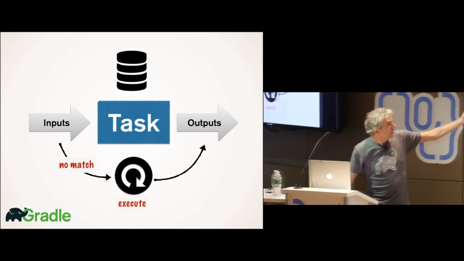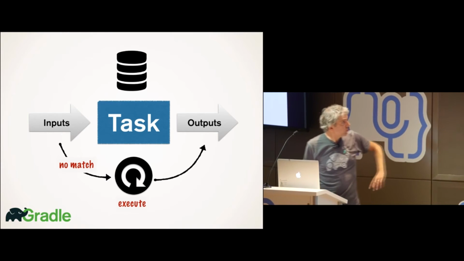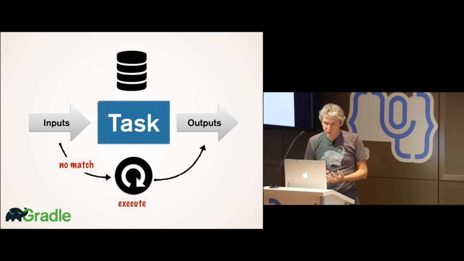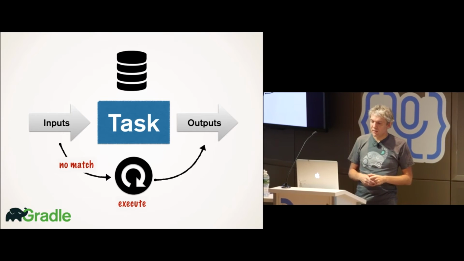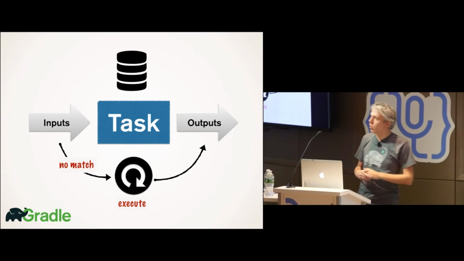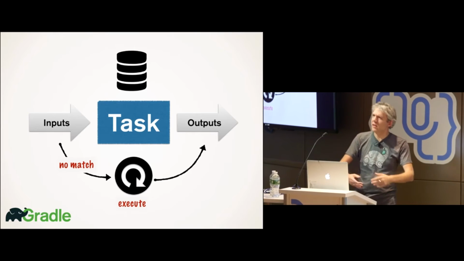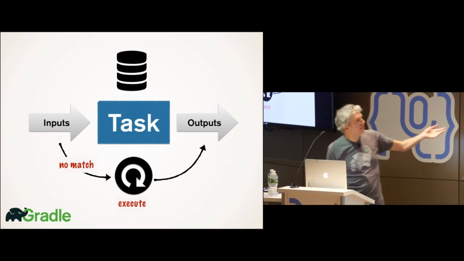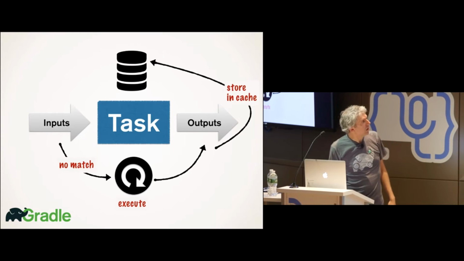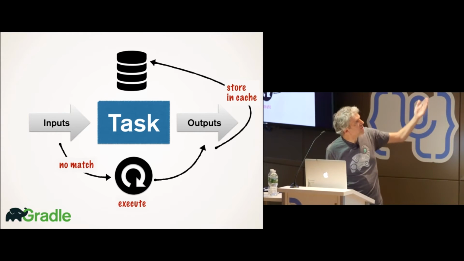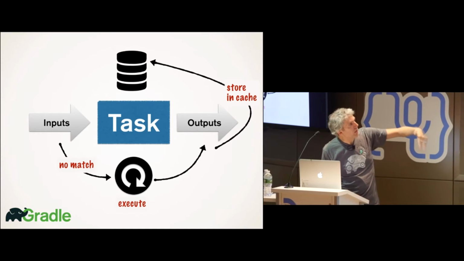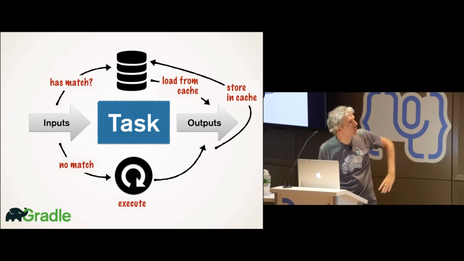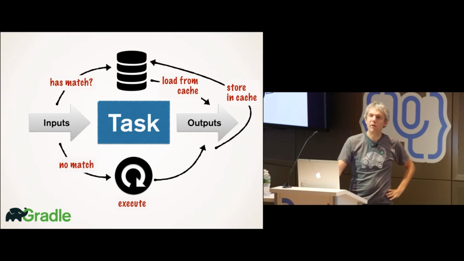So this cache works the following way, right? For every task we calculate a key that describes exactly the inputs of that task, including the tool chain that is used, etc. Right? And when it's not in the cache, we execute and we put the output in the cache, right? And if it has a match, we load the output from the cache and copy it into your build output directory.